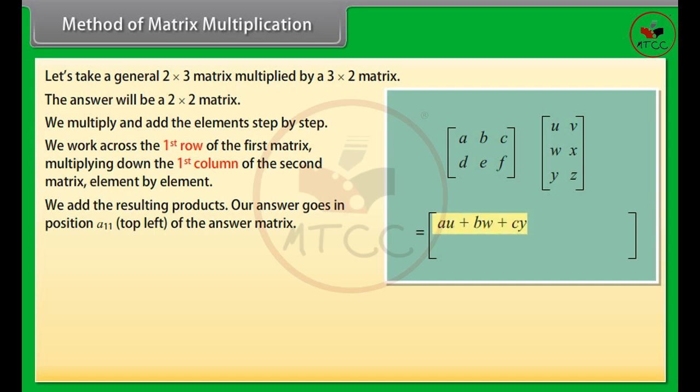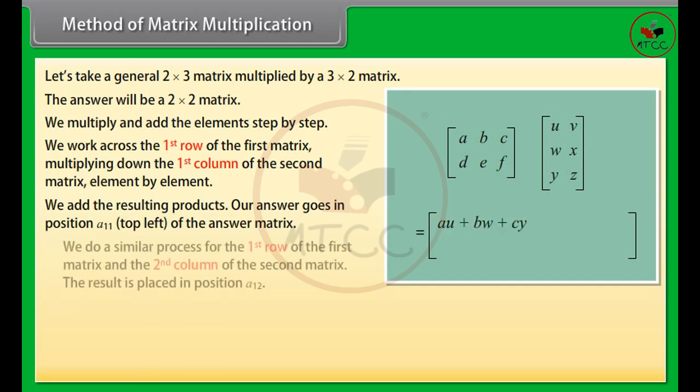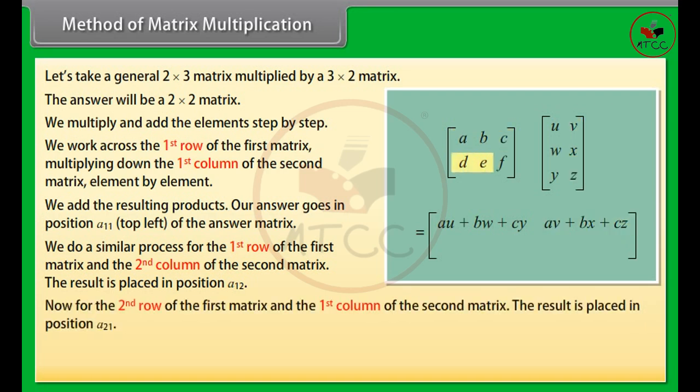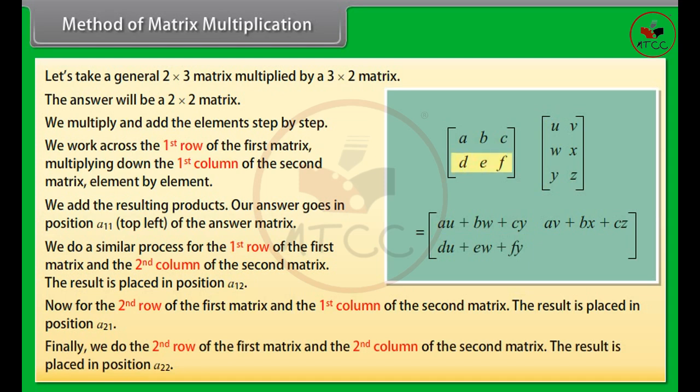Our answer goes in position A11, that is top left of the answer matrix. We do a similar process for the first row of the first matrix and the second column of the second matrix. The result is placed in position A12. Now for the second row of the first matrix and the first column of the second matrix, the result is placed in position A21. Finally, we do the second row of the first matrix and the second column of the second matrix. The result is placed in position A22.